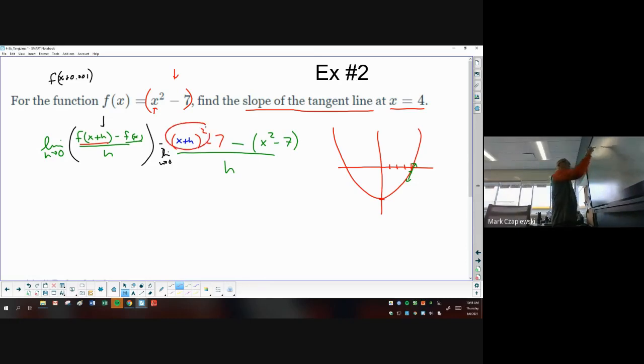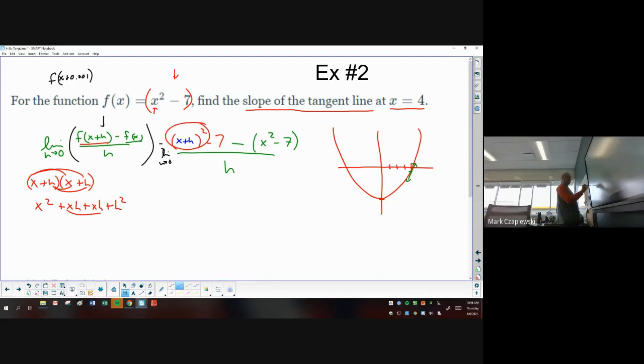So writing this twice and FOILing it. This is so popular, I'd recommend you have this answer memorized. x squared plus xh plus xh plus h squared. One of each of those is 2 total. And it looks like that.